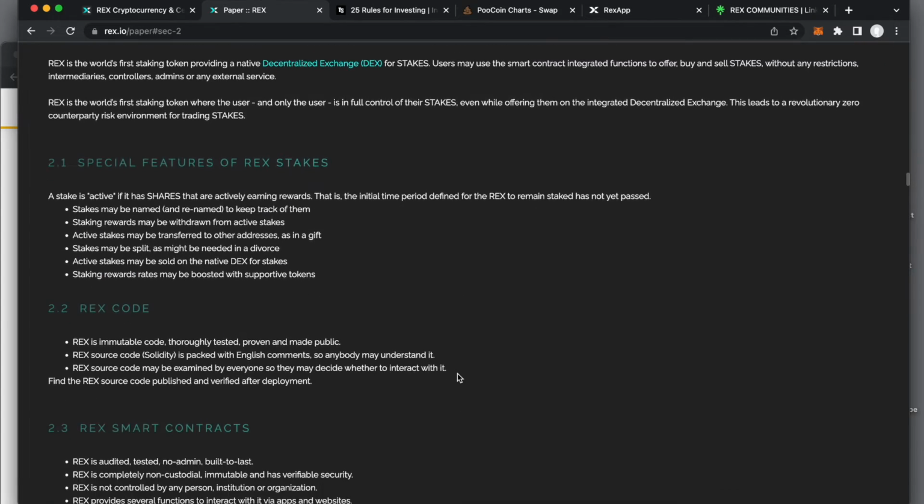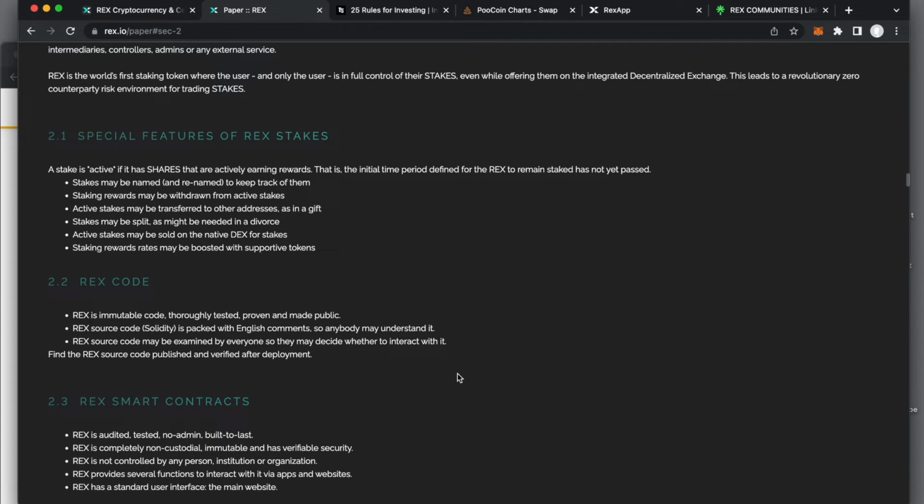Okay, so what are the special features of Rex stakes? There are a lot of different staking protocols, so let's talk about what Rex stakes are. A stake is active if it has shares that are actively earning rewards. That is, the initial time period defined for the Rex to remain staked has not yet passed. So when you make a stake in Rex, your stake has a defined period of time where the Rex is converted to shares and locked up, essentially. So you send your Rex to stake your Rex, and you are assigned a certain number of shares for a certain amount of time, and then every day you will see the rewards that come in for those shares.